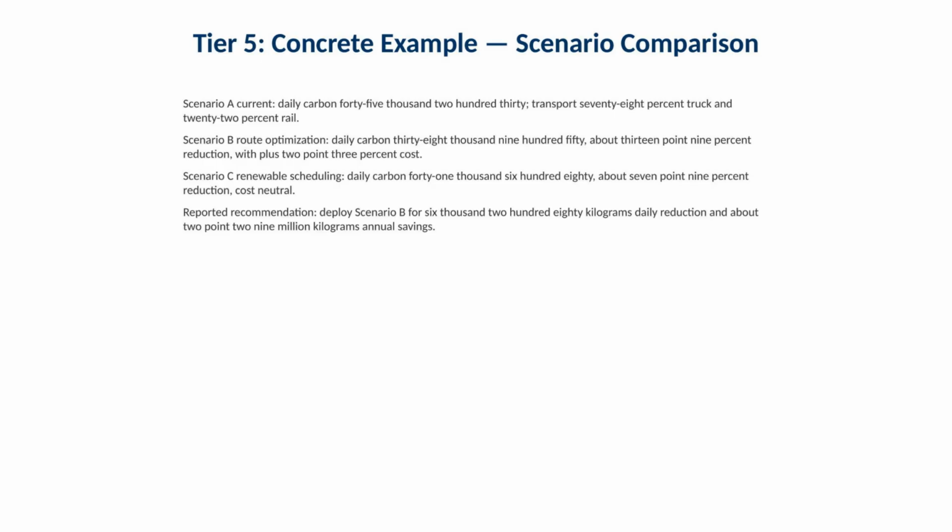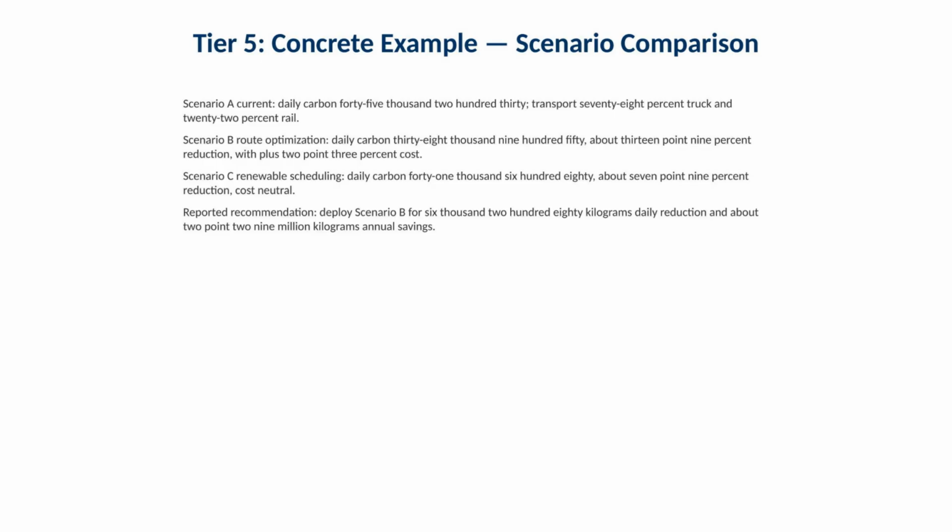Scenario B, route optimization, projects daily carbon of 38,950, which is 13.9% lower, and shifts the transport split to 62% truck and 38% rail, with an additional cost of 2.3%. Scenario C, renewable energy scheduling, projects 41,680, which is 7.9% lower, by shifting facility operations into solar peak hours from 10 in the morning to 3 in the afternoon.